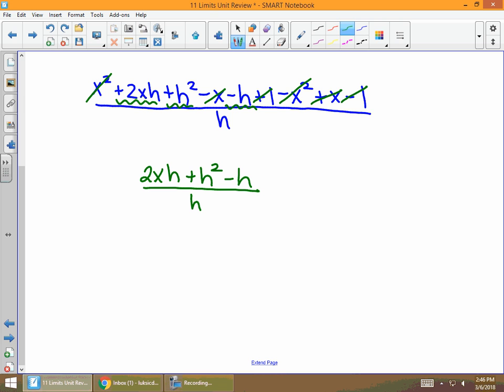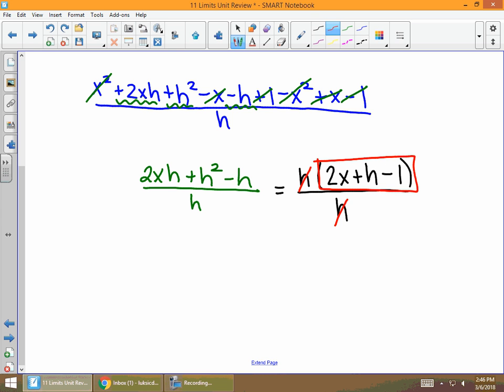And as good little algebra students, we know that before we cancel, we should probably factor. My numerator has all h's in common. So I can factor out that h so that I can cancel legally. Beautiful. 2x plus h minus 1. You don't have to cancel all the h's. The goal is to get the h out of the denominator. And if you were unable to get the h out of the denominator, then you know something went wrong.